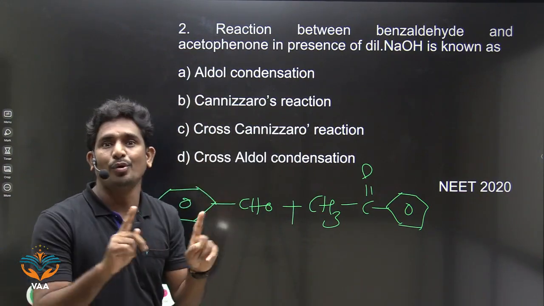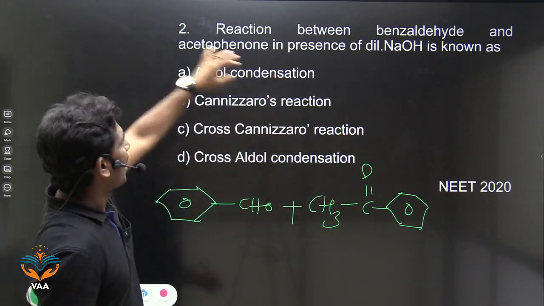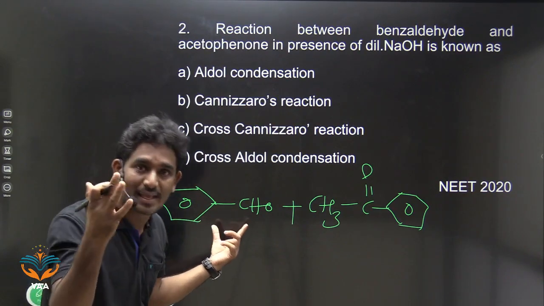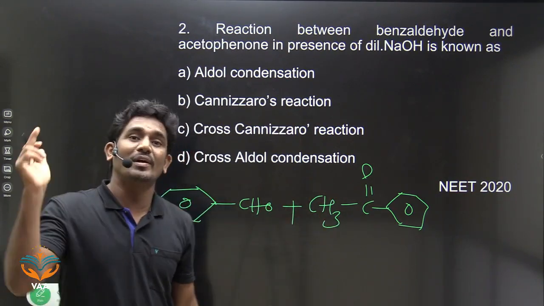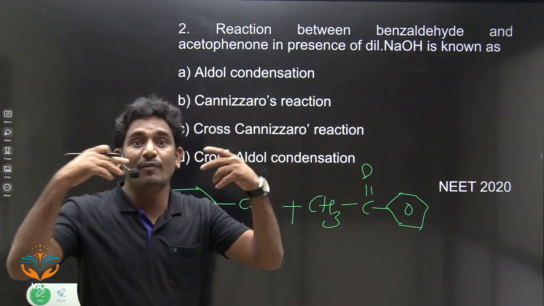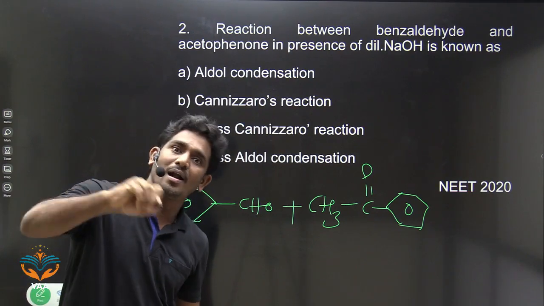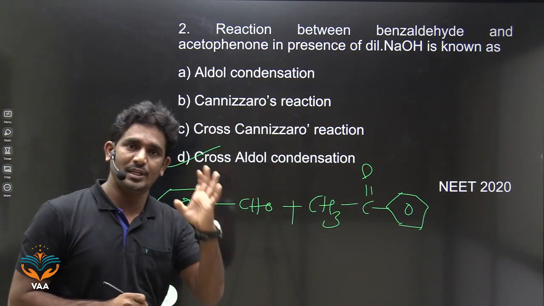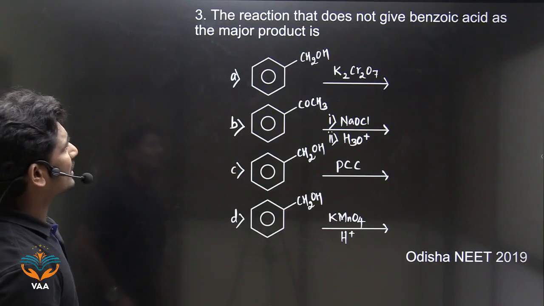Is it A? No. So most of the students will go with option A. That is wrong. But what is this? इसमें alpha hydrogen नहीं, इसमें alpha hydrogen है. So a mixture of carbonyl compounds. Whenever there is a mixture of carbonyl compounds, it will undergo cross aldol condensation. So answer is D. Answer is D beta. Okay, right. Very simple question. Next one.